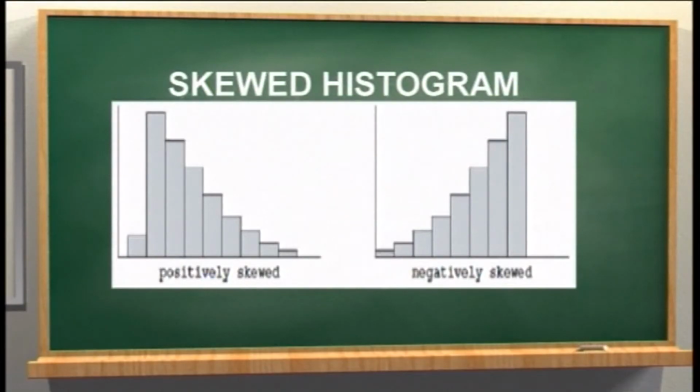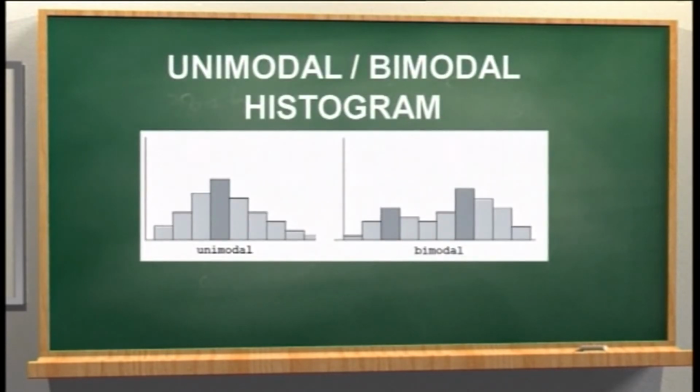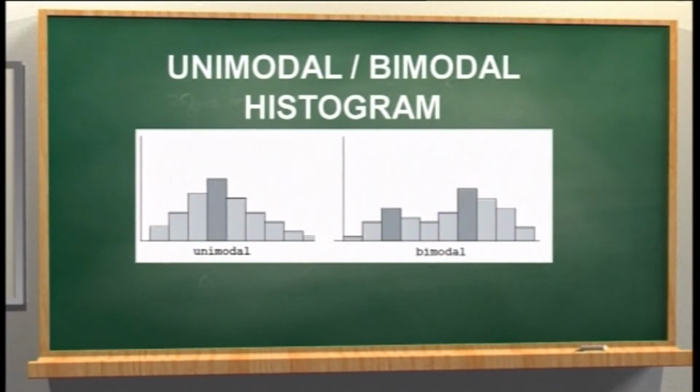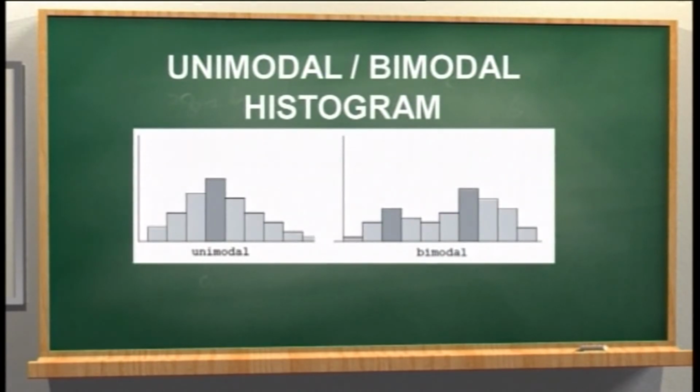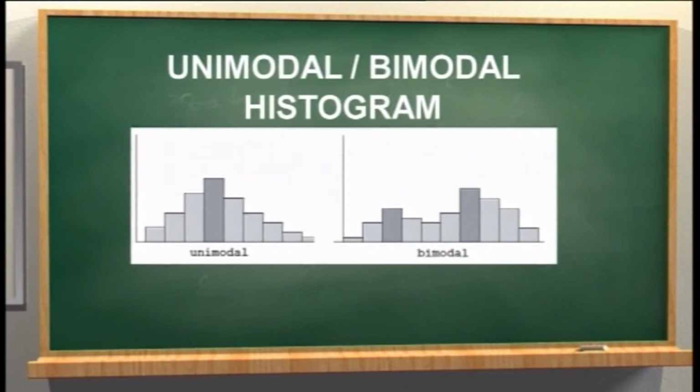Histograms come in all kinds of shapes. A histogram is said to be symmetric if, by drawing a vertical line down the center of the histogram, the two sides are identical in shape and size. A skewed histogram is one with a long tail extending to either the right or left. A unimodal histogram is one with a single peak, while a bimodal histogram is one with two peaks.